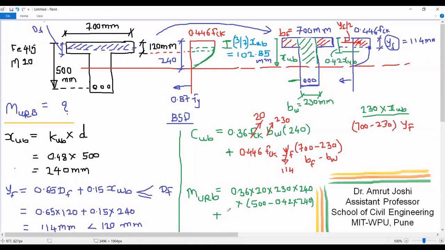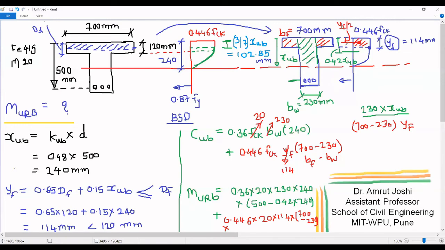Plus, now let us write down the contribution from compressive force offered by the area shaded in red. So its contribution is 0.446 into FCK, that is 20, multiplied by YF, that is 114, multiplied by 700, that is BF, minus 230, that is width of web, this multiplied by its lever arm.